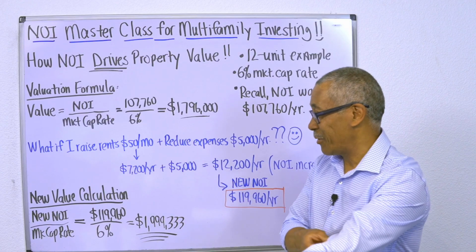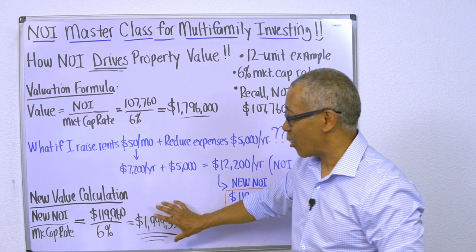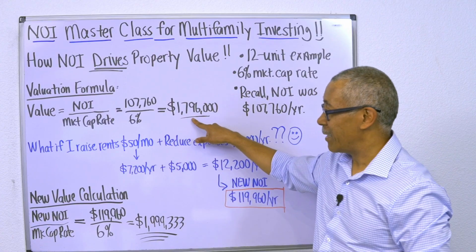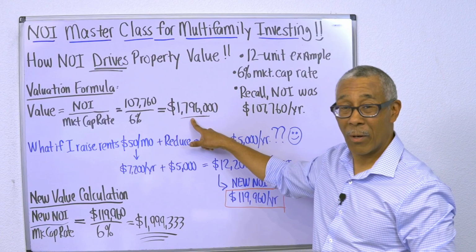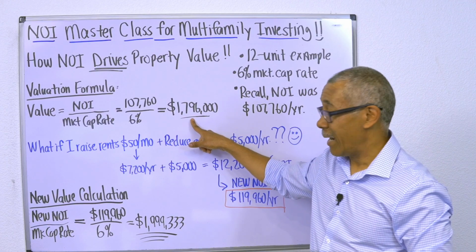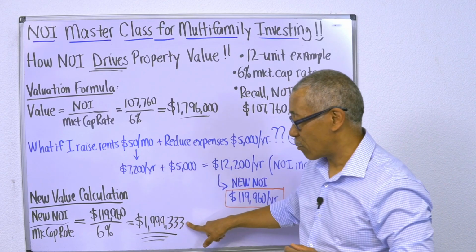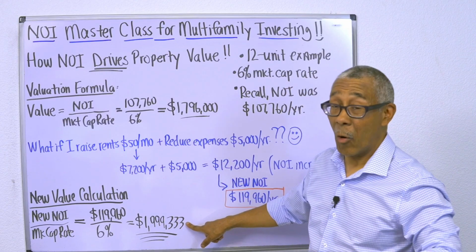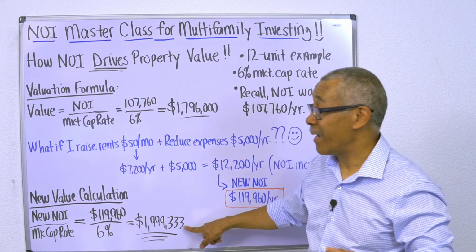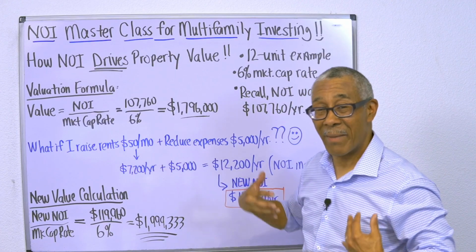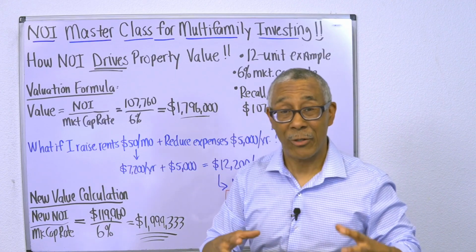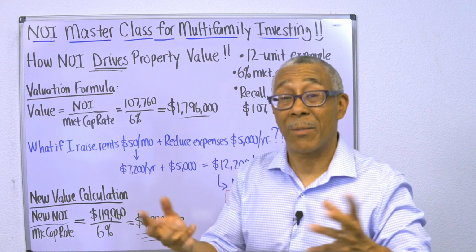All right. So my new value is almost $2 million. I started off a year ago at 1,796,000, and after doing these two things over the next year or so, it is now worth 1.9, almost $2 million. All it did was raise the rents and cut back some expenses. So now you can see how the NOI drives the property value.